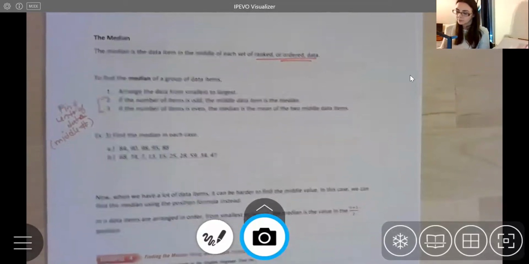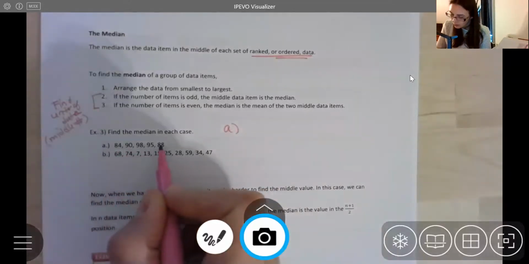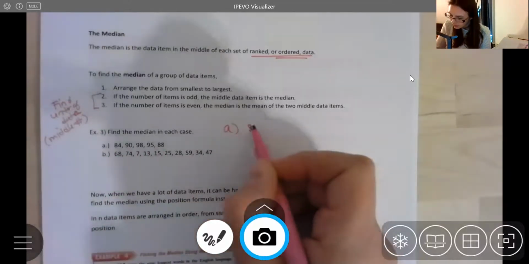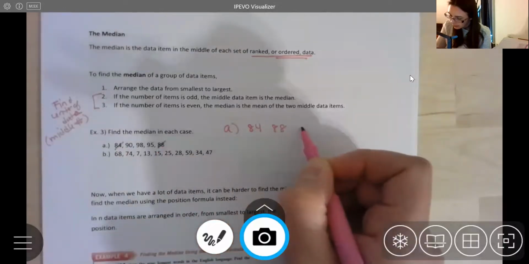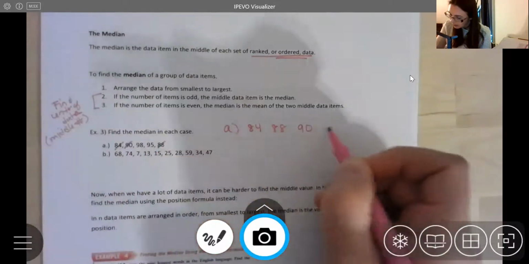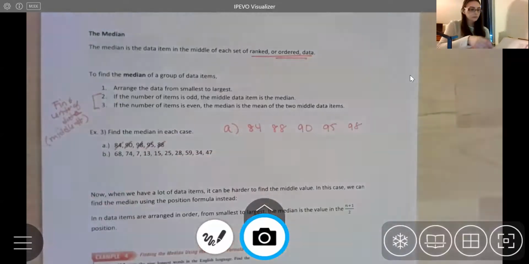So let's do an example. So here's A. So first thing I need to do is order these. So my smallest number is 84, then 88, then 90, 95, and 98. So everything is in order.